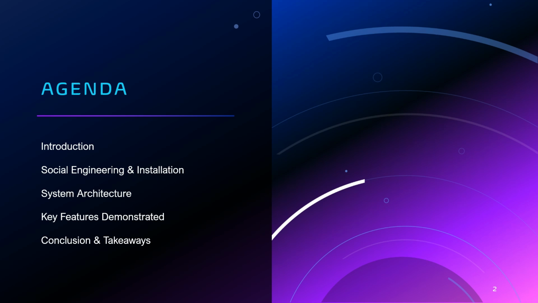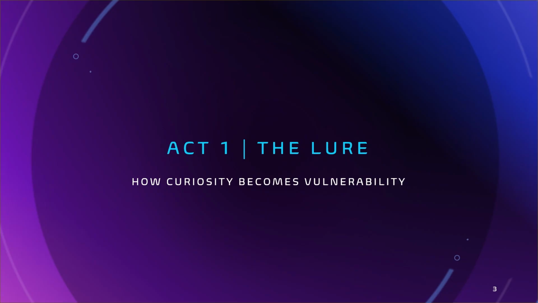To structure this talk, we'll start by discussing how social engineering plays a key role in convincing users to install spyware. Then we'll break down the installation process, examine the system architecture, and demonstrate the capabilities of this spyware, from location tracking to audio recording. Finally, we'll wrap up with key security takeaways and ways to mitigate these risks.